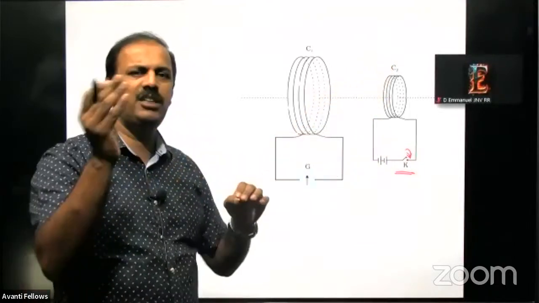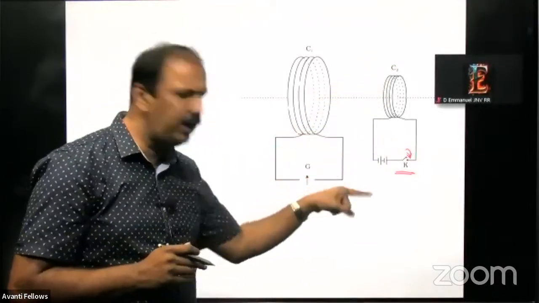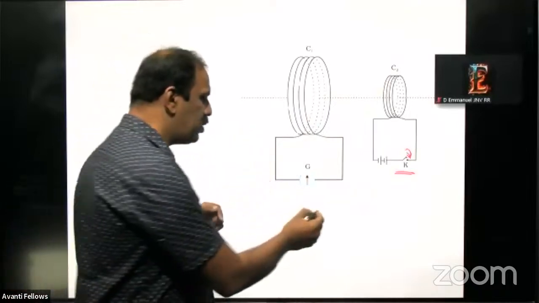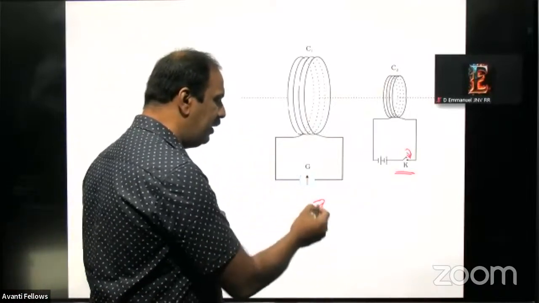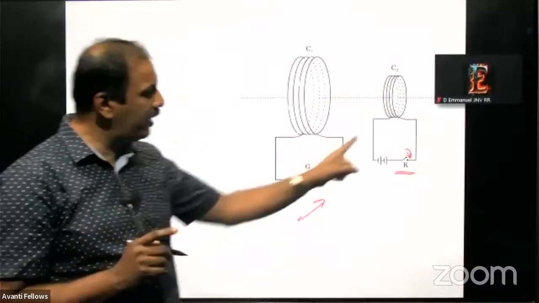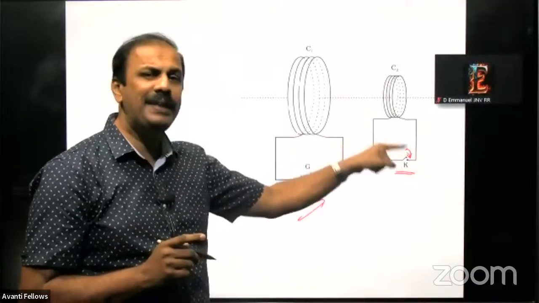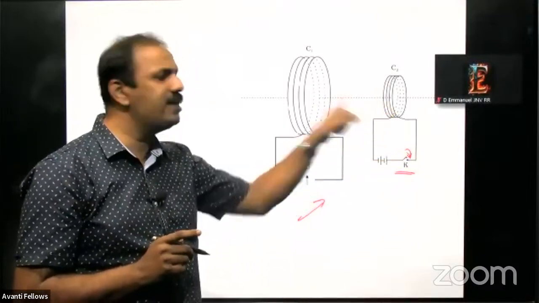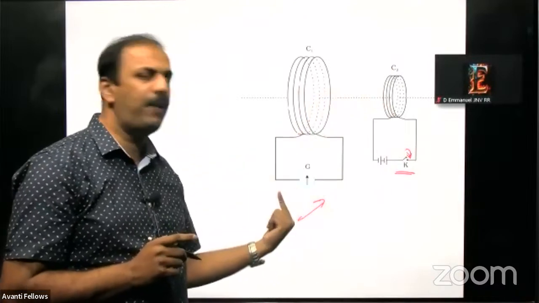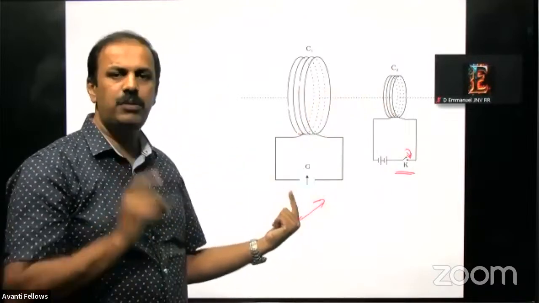So there is a change in the magnetic field. At that time, this needle will show a deflection towards any one side. But once it is switched on and kept like that, the magnetic field is constant. At that time it will come back. That is very, very important.